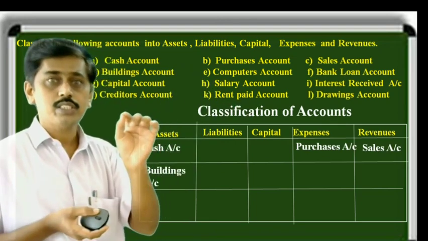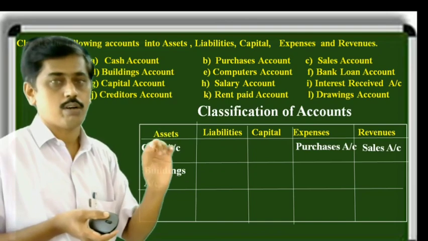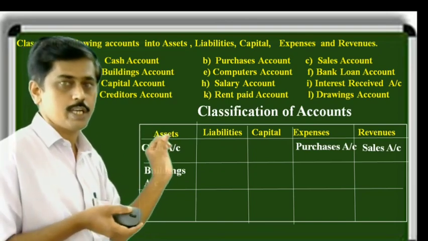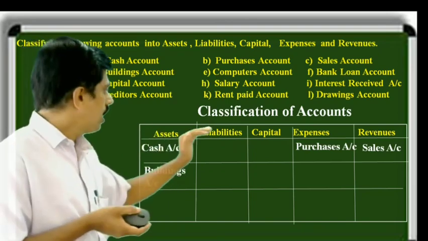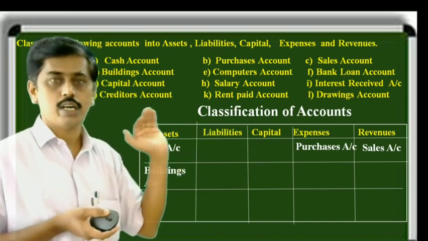See, A bar C means the short form of account. Short form of account is A bar C. Buildings account. Buildings account, asset account.